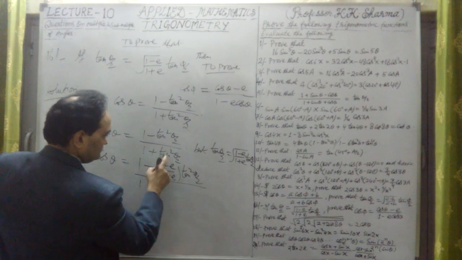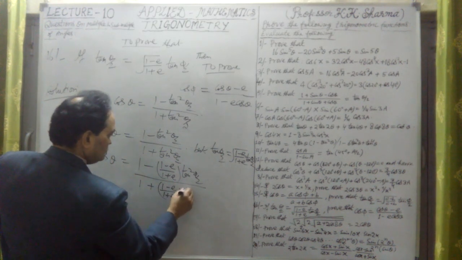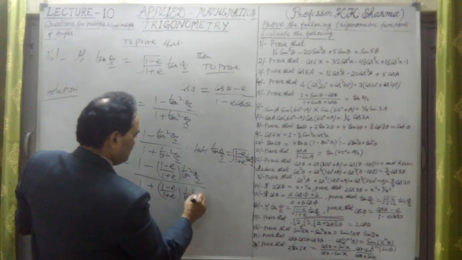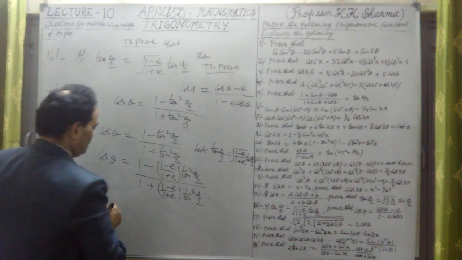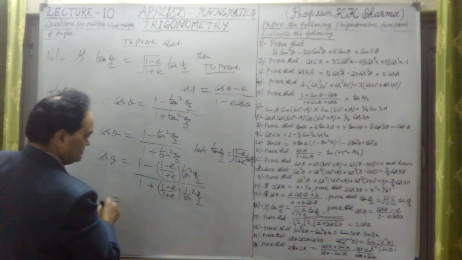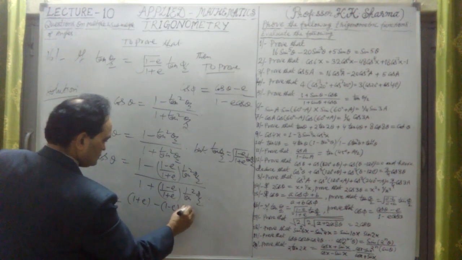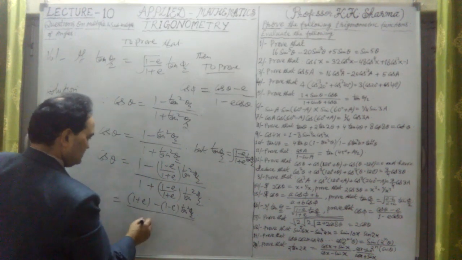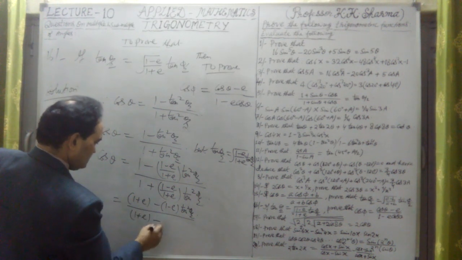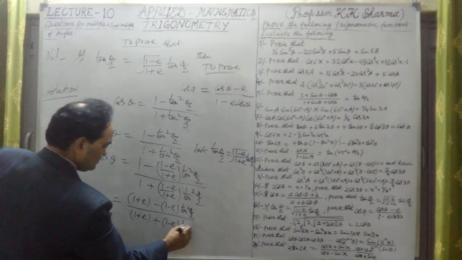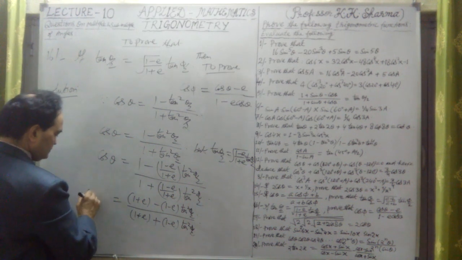In the denominator we have 1 plus tan square theta by 2 again. So this is 1 minus e upon 1 plus e into tan square phi upon 2, with only the tan square theta by 2 value substituted. Taking the LCM 1 plus e, it will come as 1 plus e minus 1 minus e into tan square phi upon 2, whole divided by 1 plus e plus, with a plus sign in the denominator, 1 minus e into tan square phi upon 2. So this is the value of cos theta we are calculating.